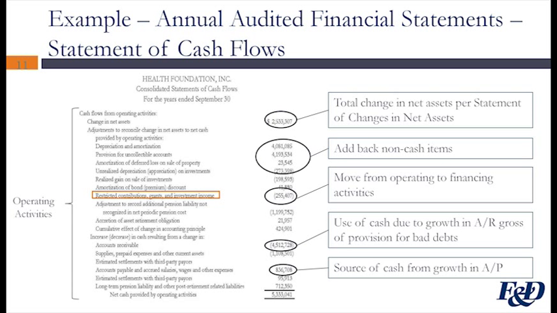So non-cash items for a healthcare entity include depreciation and amortization, the provision for uncollectible accounts, any other types of amortization, or unrealized appreciation or depreciation on investments. Those are all amounts where no cash changes hands.